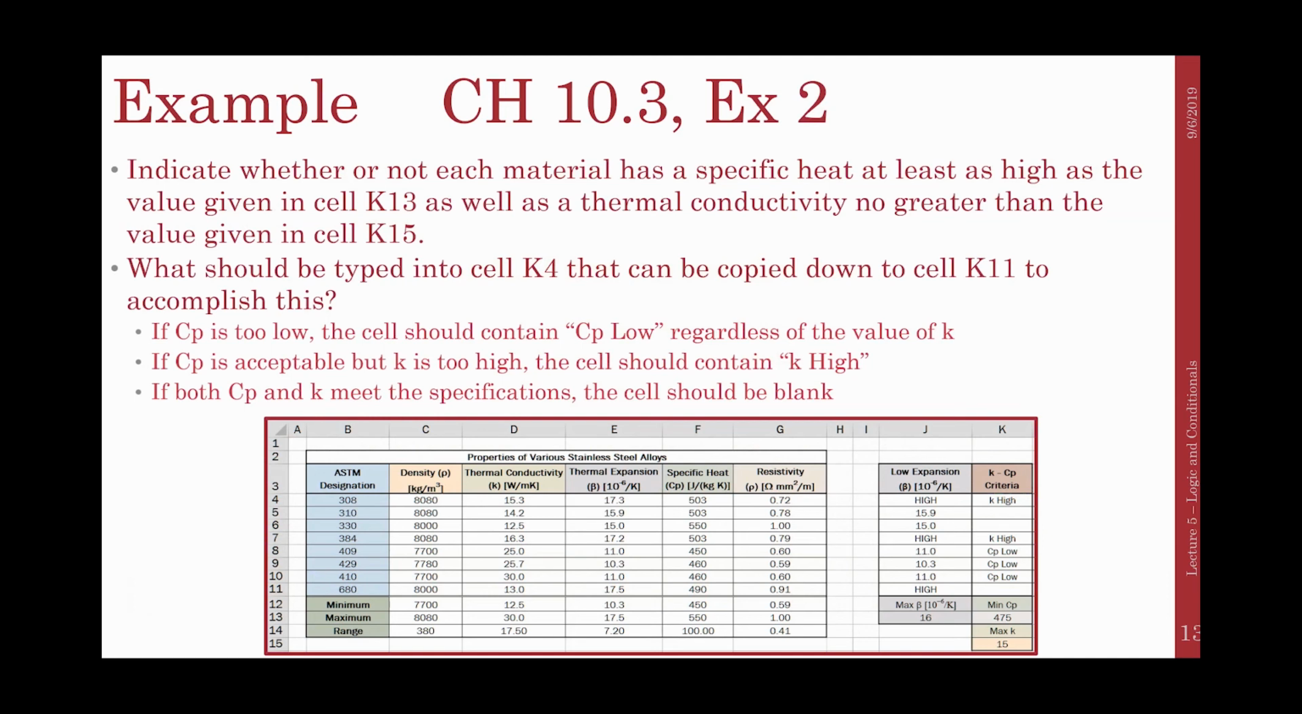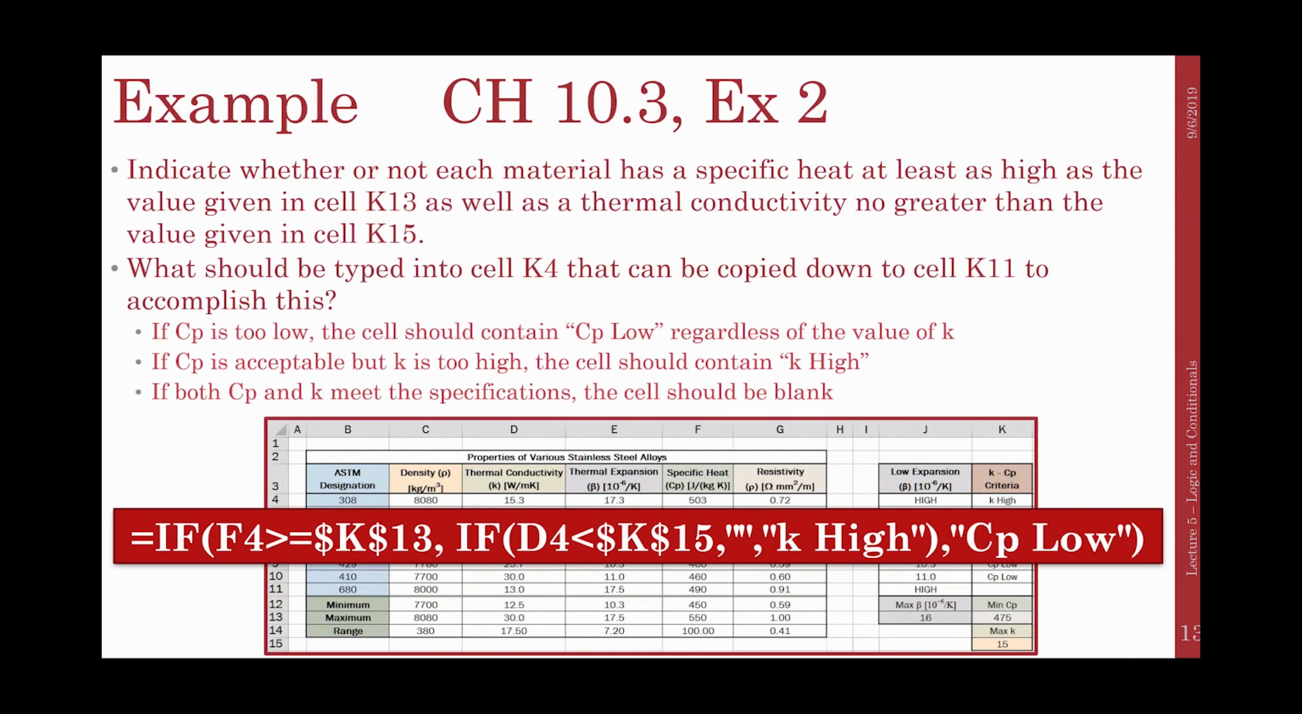So remember, we're going to use our cell addressing. And the logic we're trying to work out here is if CP is too low, we want it to contain CP low, regardless of the value of K. If the CP is acceptable but K is too high, the cell should contain K high. And if both CP and K are met, we want to leave the cell blank.